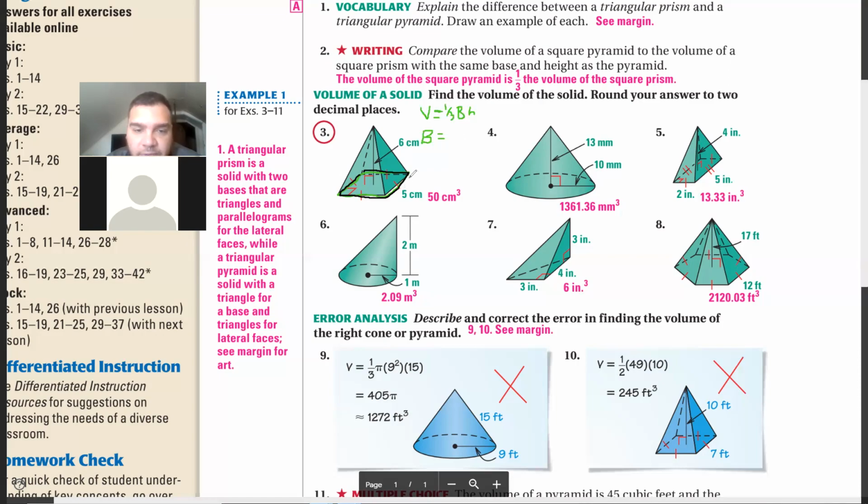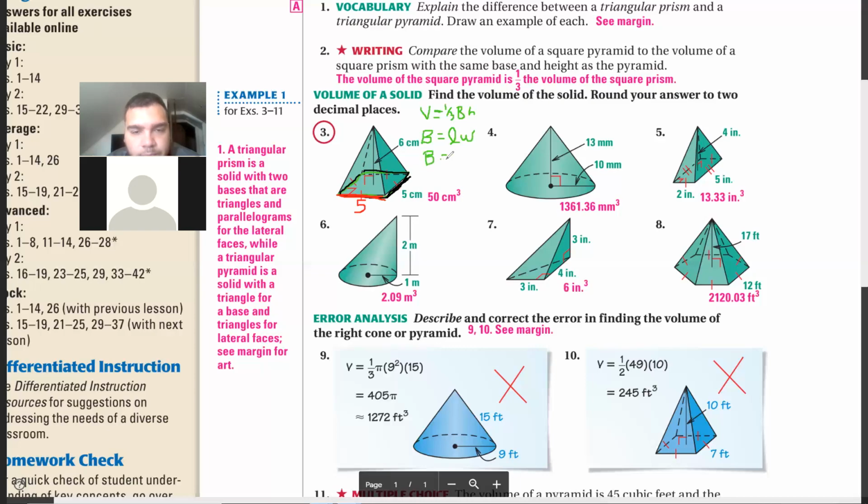So if this side is 5 right here, what is this red side I'm about to color in? Also 5. So how do you find the area of a rectangle or square? It's length times width. Good. So tell me the length and the width.